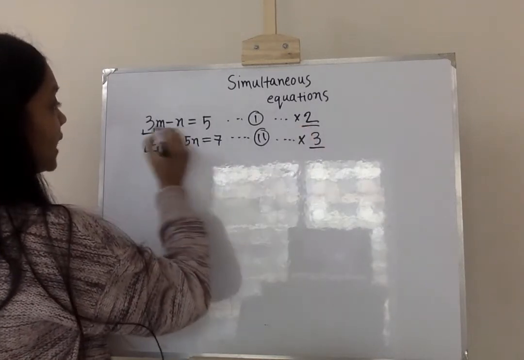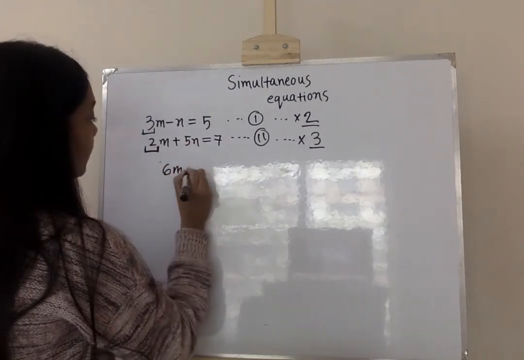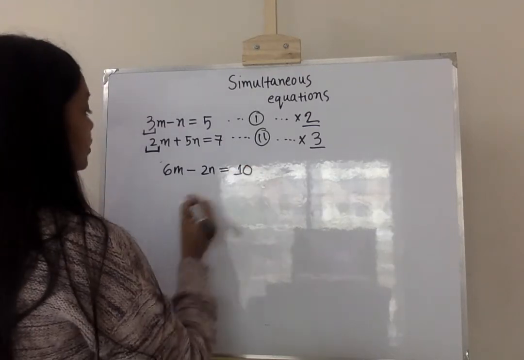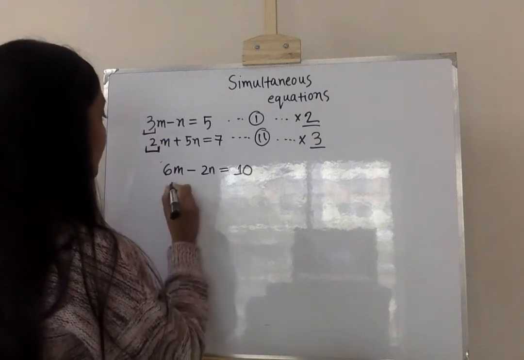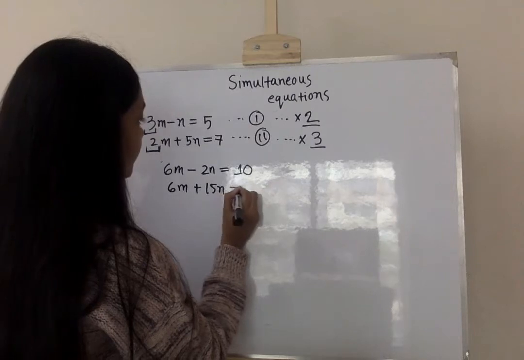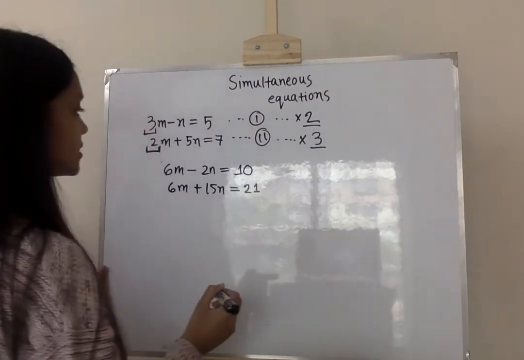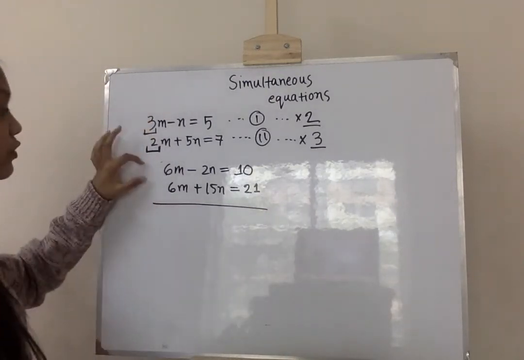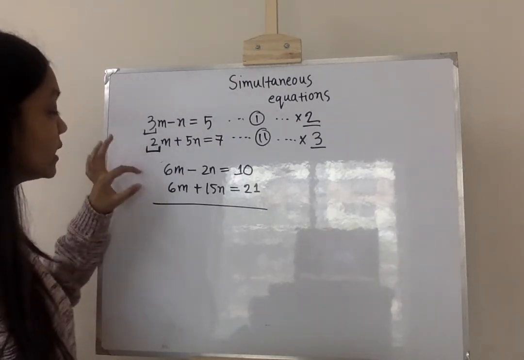So when we multiply this entire equation by 2, 3 2s is 6m minus 2n is equal to 10. 5 2s are 10. When we multiply this entire equation by 3, it comes as 6m plus 3 5s are 15n is equal to 21. 3 7s are 21. So what we can see is now that the coefficient of m in this case is equal. But what isn't equal is the signs.